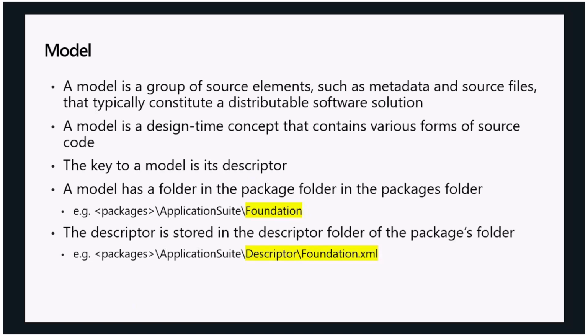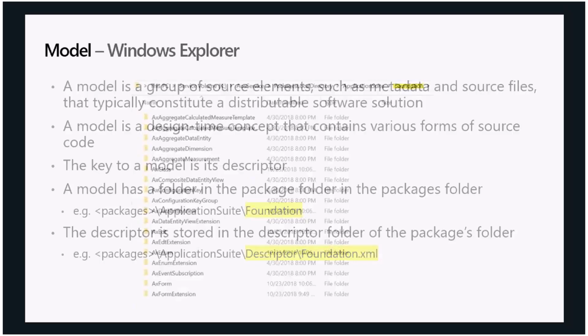And so it's handy. A lot of the models and packages have the same name, so you'll see an application platform package and an application platform model. Application suite has a different name, so that is handy for an example. And the descriptor is stored in the descriptor folder of the package. So it's in the app suite package, descriptor folder, and the name of the descriptor is the name of the model. So foundation.xml in this example.